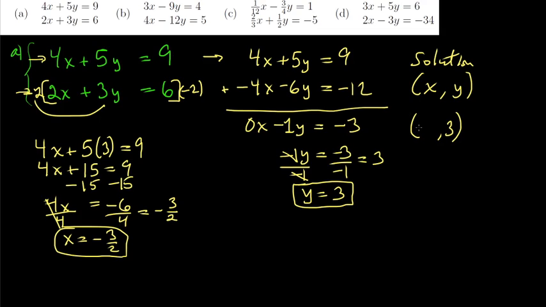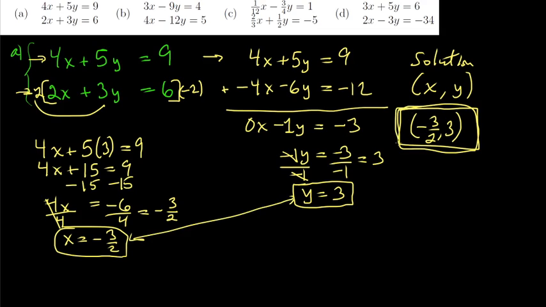Now we have our solution. The solution is negative 3 over 2, comma, 3. So that's how the answer appears in the solution, and that's how you should write your answer. Don't just write the x's and the y's here. Write it all as an ordered pair. That's the solution. Okay, so that's part A.